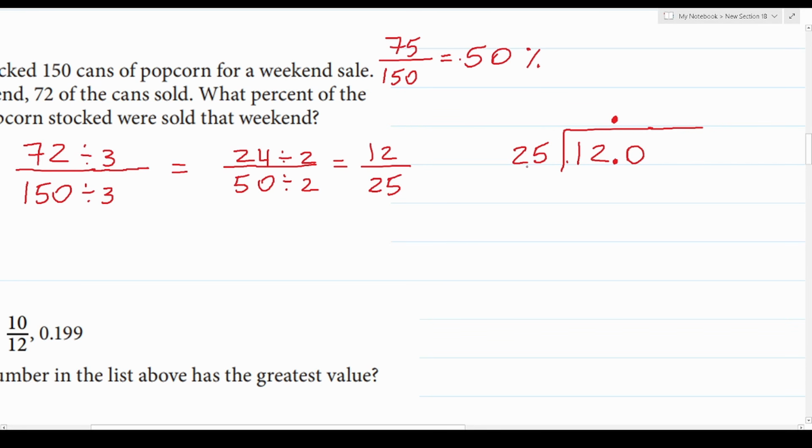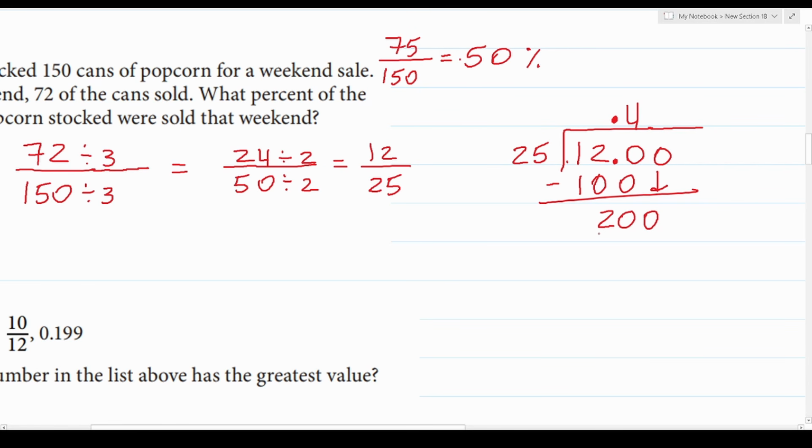And again, 25 into 120. Well, 25 times 4 would be 100, whereas 25 times 5 would be 125. So this is going to be 4. Again, 4 times 25 is 100. 120 minus 100 is going to be 20. And we have a free 0 that we can technically bring down.